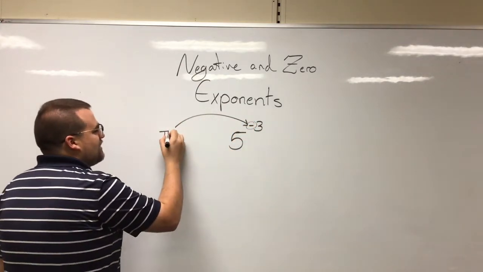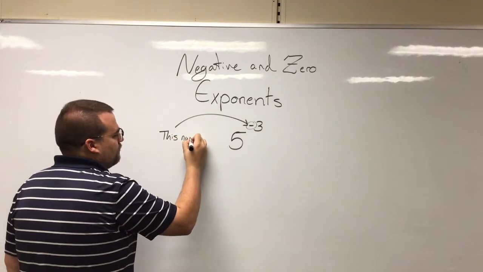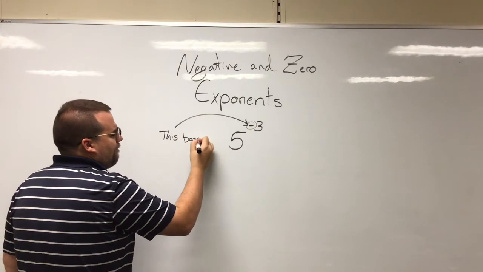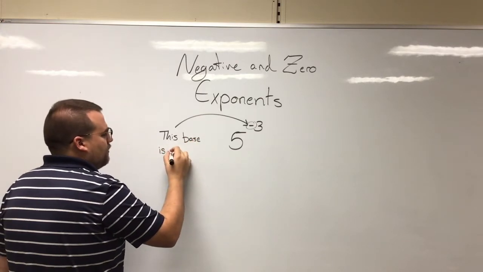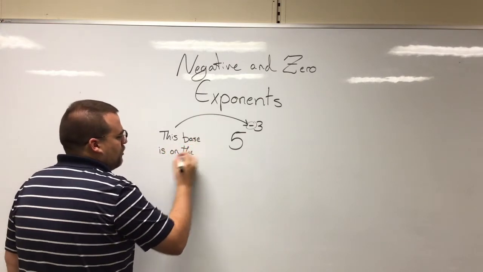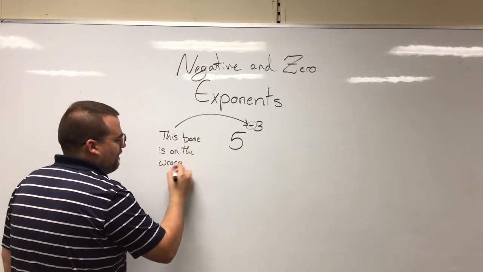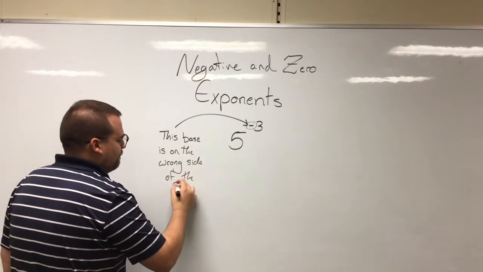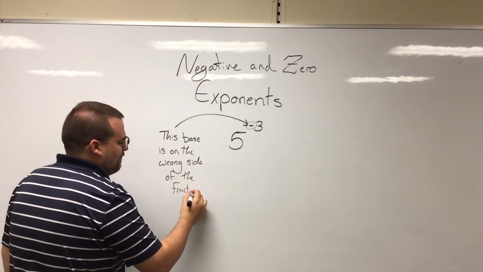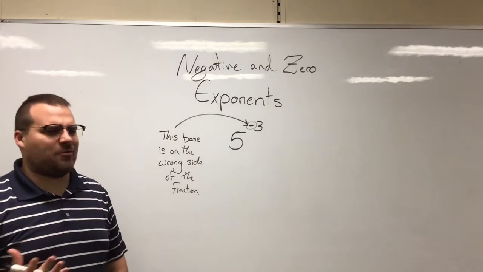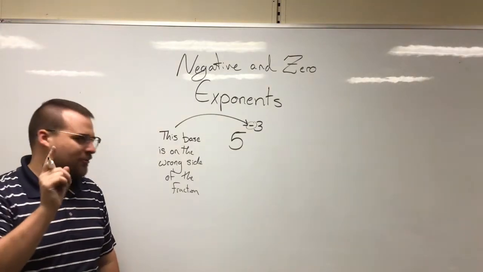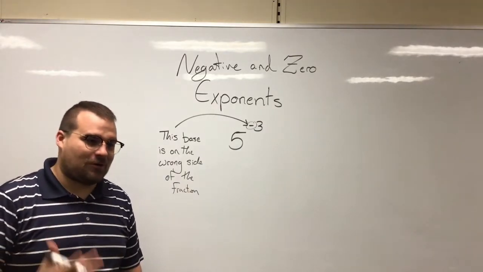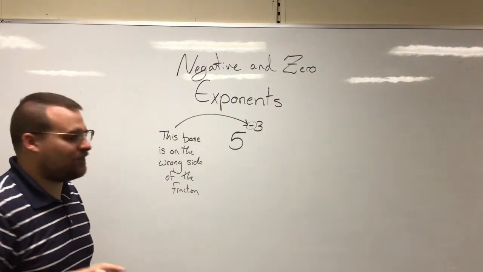Well, the reality is that a negative exponent, this negative sign here, what it really means is that this number, actually let me say this base, is on the wrong side of the fraction. Now, I know what you're thinking. You were with that definition until I said the word fraction. Where's the fraction at? Well, here's the idea.